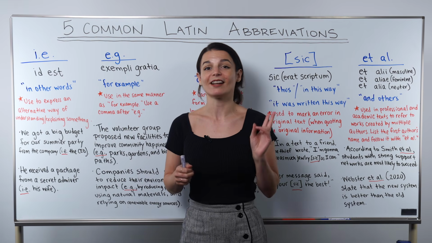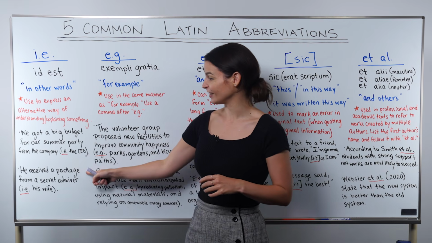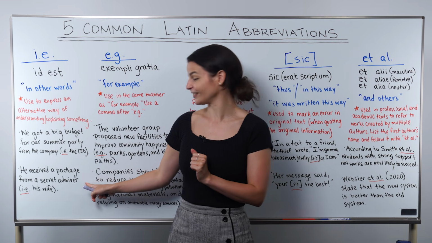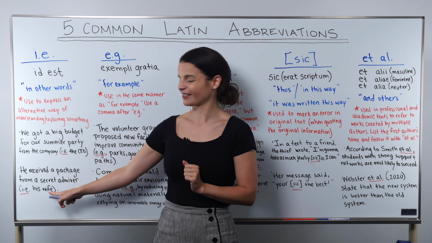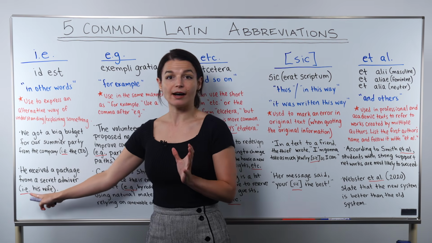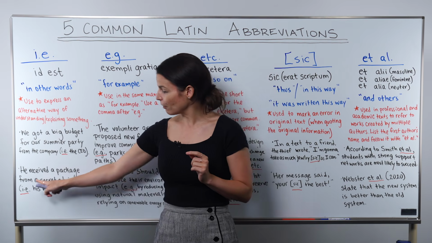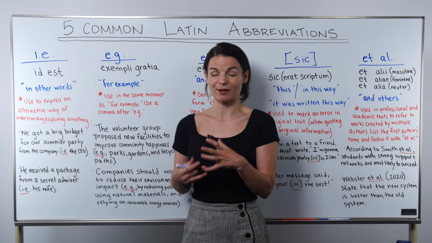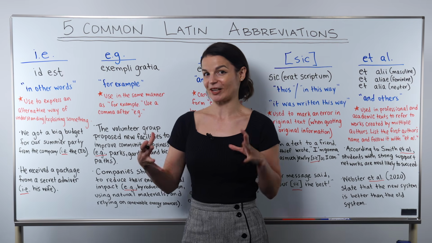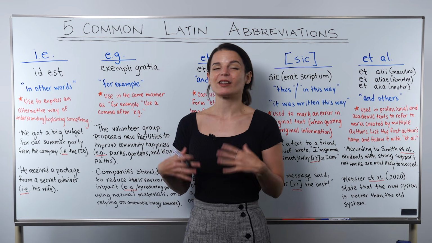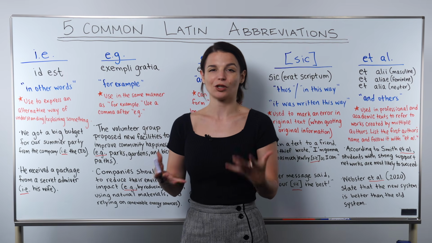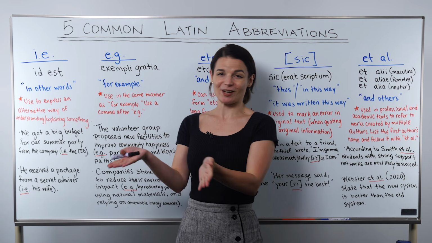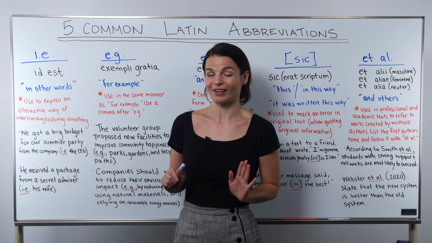So let's take a look at another example of this. Here, he received a package from a secret admirer, i.e. his wife. So again, we have this I.E. after this noun phrase, a secret admirer. So a secret admirer is usually like a mysterious person, someone special that's trying to be secret. But we can also use this just to be kind of cute, right? So if you are married, you might call yourself someone's secret admirer, even though it's not a secret anymore.